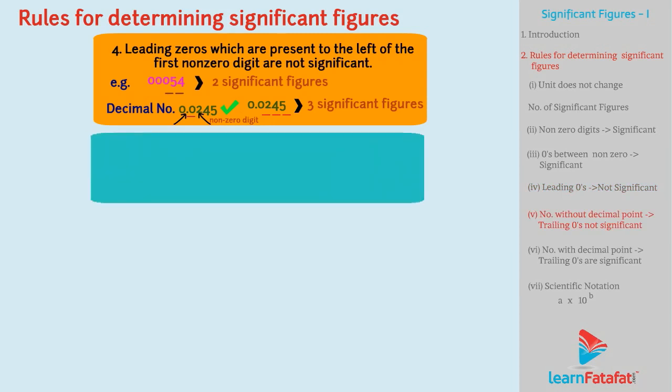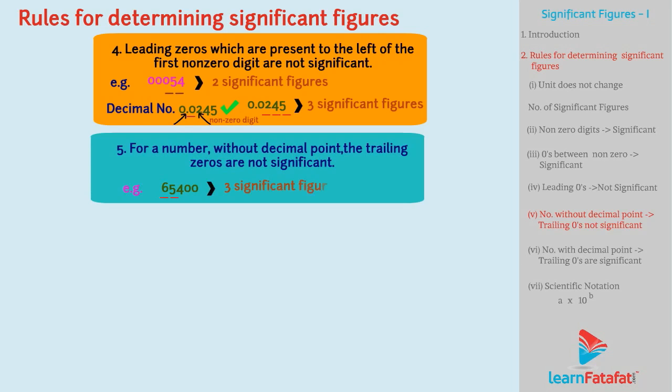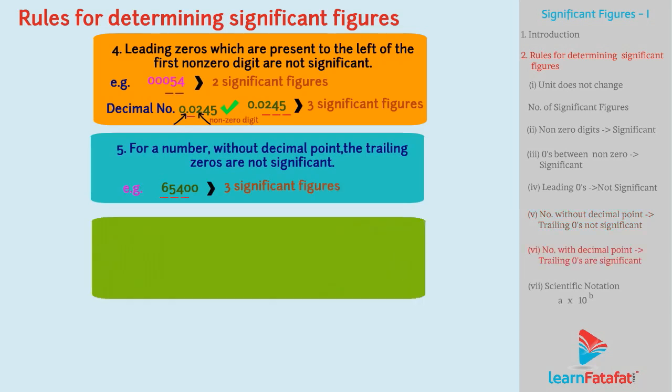Rule number 5. For a number without a decimal point, the trailing zeros are not significant. For example, 65400 has 3 significant figures. Rule number 6. For a number with a decimal point, the trailing zeros are significant. For example, 65.400 has 5 significant figures.